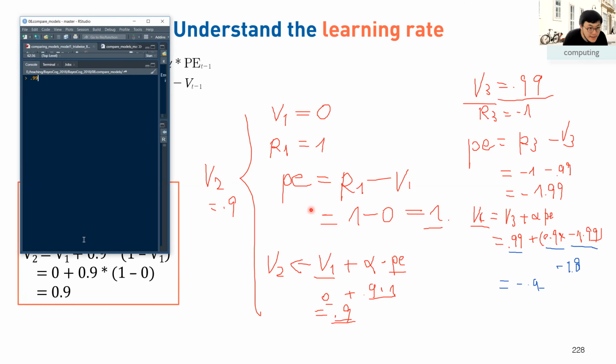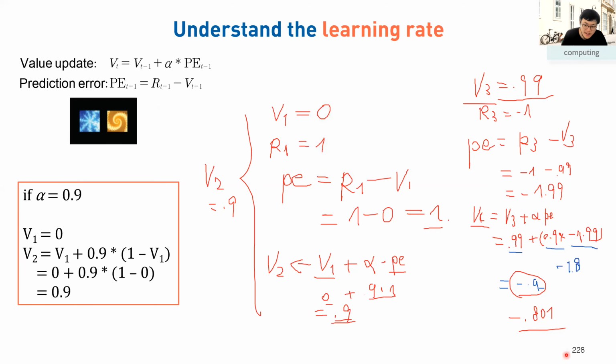We have 0.99. This is the previous value, and then we have the learning rates. We use that to multiply with 1.99, right? Okay, so I'm not so far away from that. It's minus 0.801. Okay, good. We have it. It's not minus 0.9. This one is minus 0.801. Okay, anyway, this is our calculation. So now you see how the values are updated.